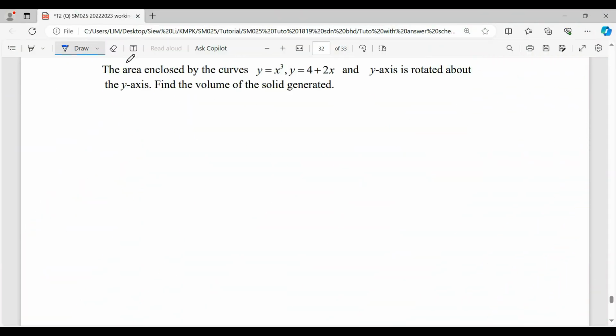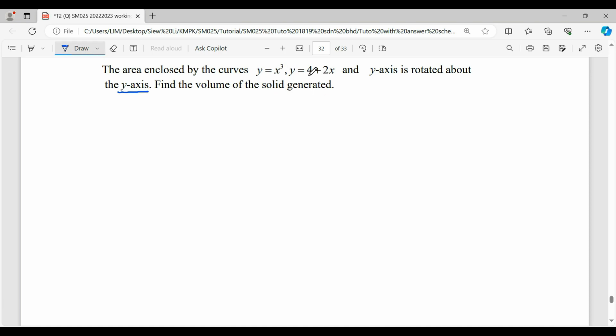Hi everyone. The area enclosed by the curves y equals x cubed, y equals 4 plus 2x, and the y-axis is rotated about the y-axis. So take notes here. This region is rotated about the y-axis. Then find the volume of the solid generated.